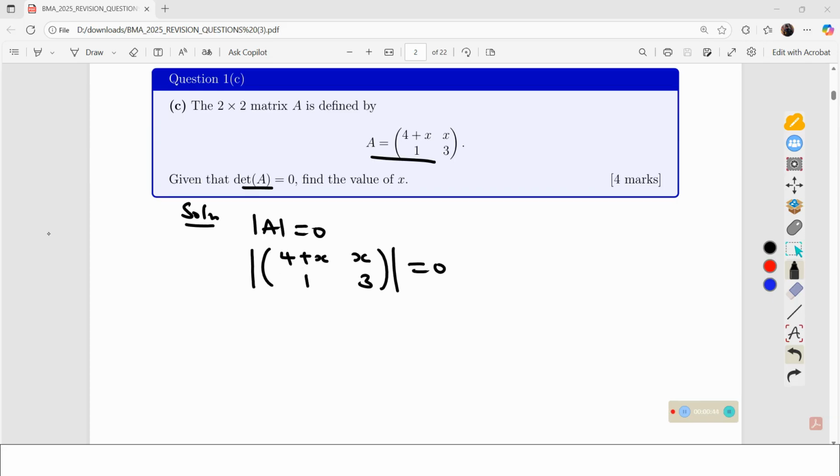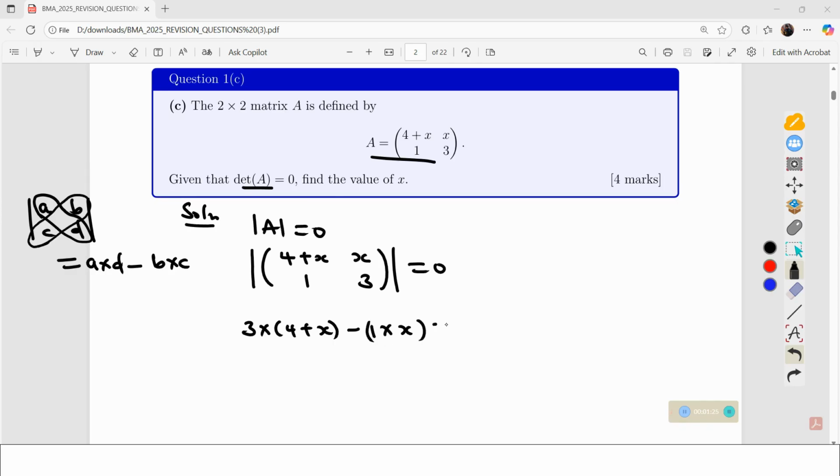So how do we get the determinant of a 2 by 2 matrix? You have the 2 by 2 matrix, which is a, b, c, d. You get the determinant by getting the product of the entries in the main diagonal, that is a times d. You subtract the product of the entries in the minor diagonal, that is b times c. So that is how we get a determinant. So in other words here, we shall consider 3 times 4 plus x. Then we shall subtract 1 times x, and this should be equal to 0.